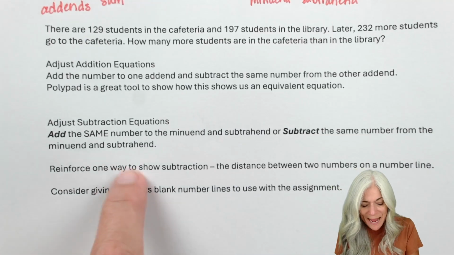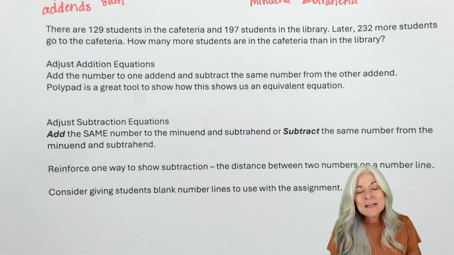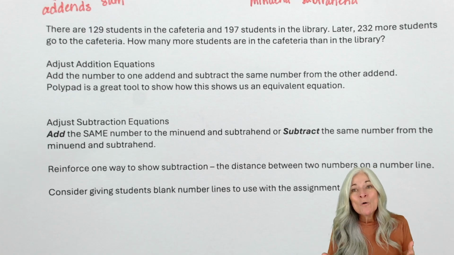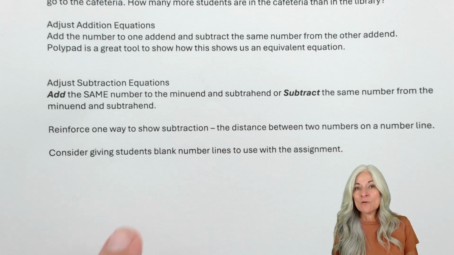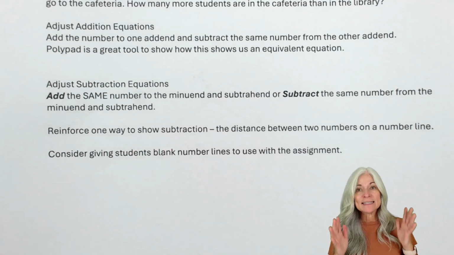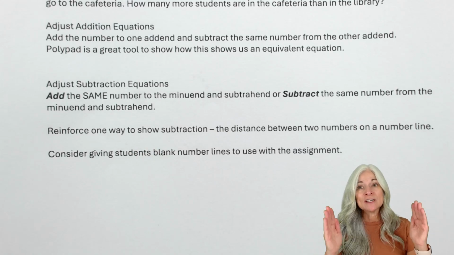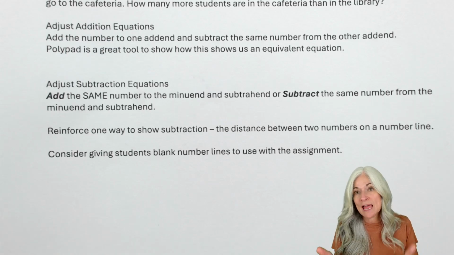Now with subtraction equations, they're different. You add the same number to both that minuend and subtrahend, or subtract the same number from them. Now reinforce that one way to show subtraction, and this is key for this lesson, is to understand that one way to show subtraction is the distance between two numbers on a number line.